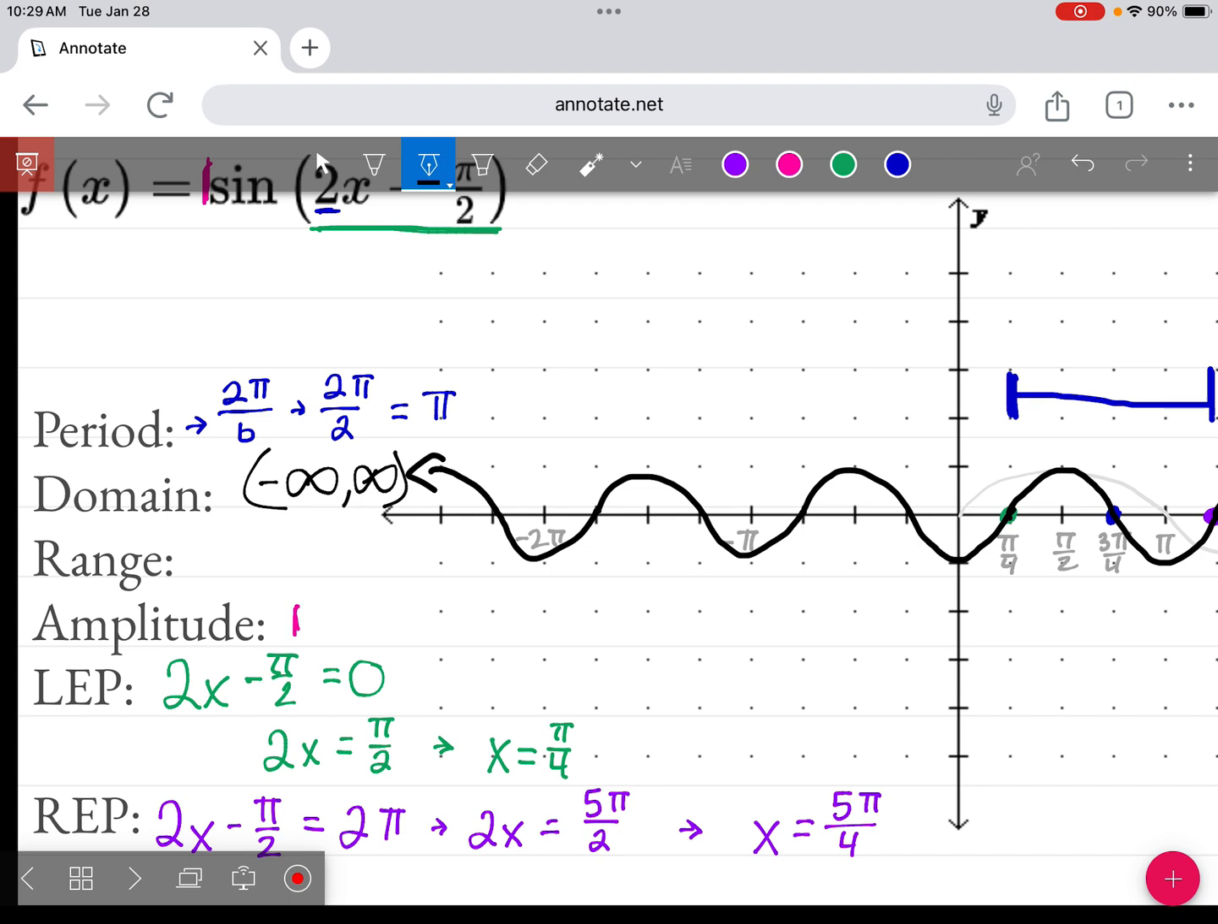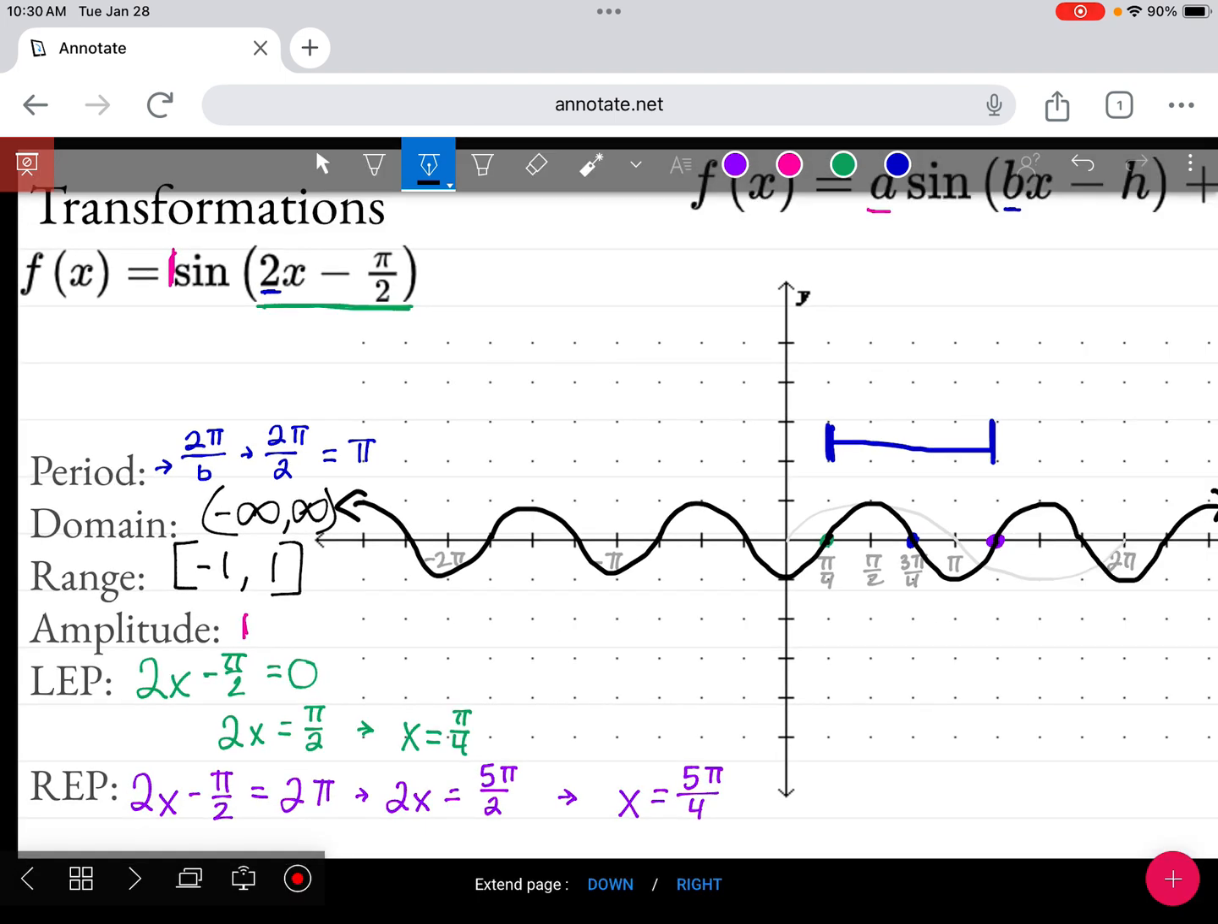What is my range on this one? -1 to 1. We always write it smallest to biggest. It can equal both -1 and 1, so they both get brackets. The range will change based on what kind of shifts we have, whether it's amplitude changes, vertical shifts, things like that. The domain for sine and cosine are always going to be negative infinity to positive infinity, because I can go around that circle however many times I please. Just sit and spin, forever and ever, out to infinity.